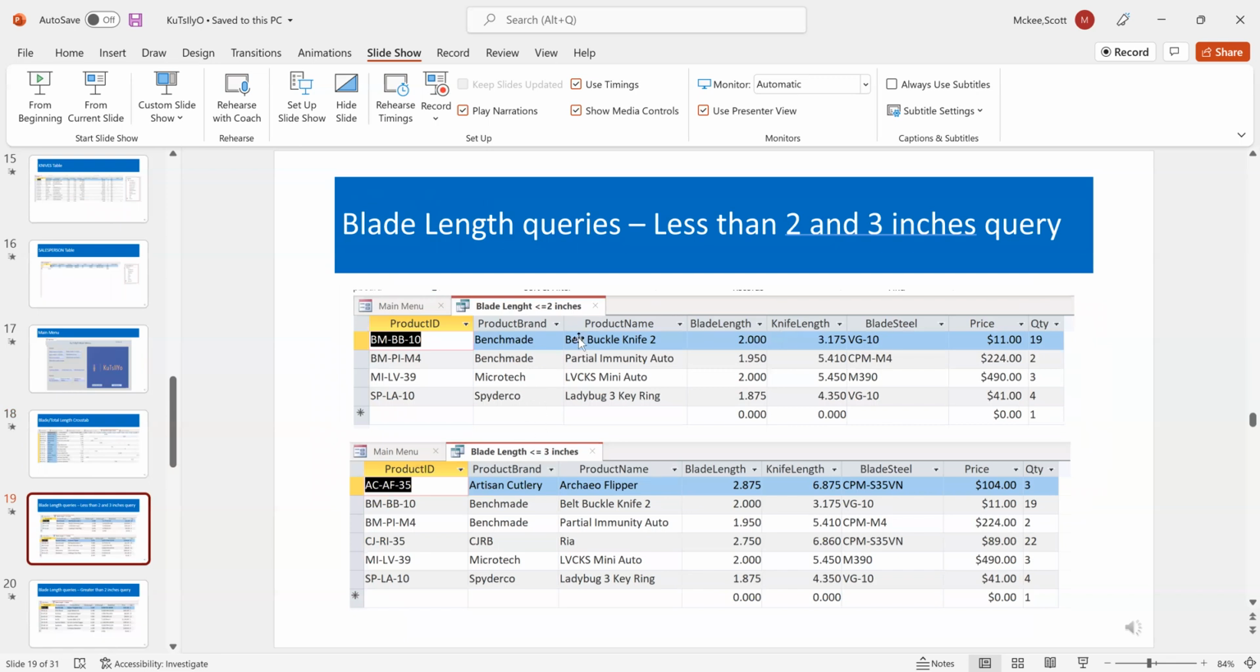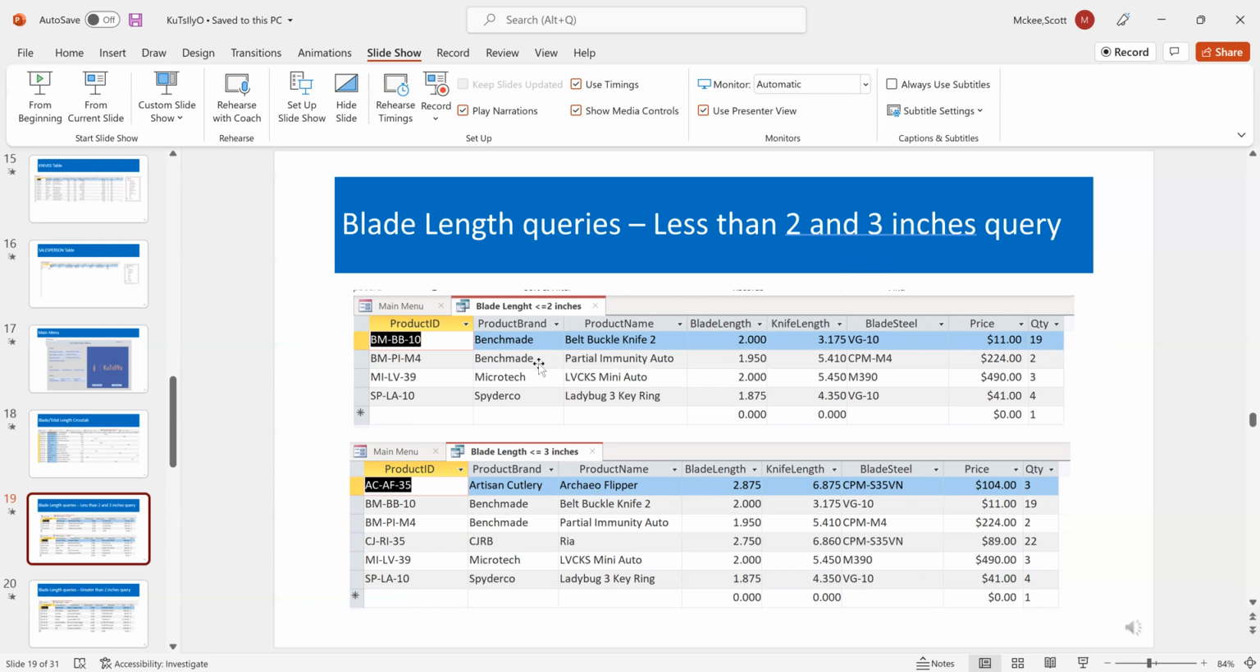Blade length's a big deal. There are different laws in different states. I've got three categories here, two on this page and one on the next page: less than 2 inches for the actual blade itself, and then less than 3 inches.